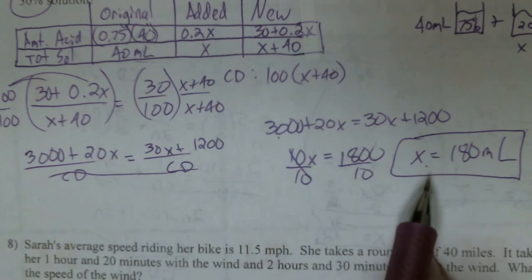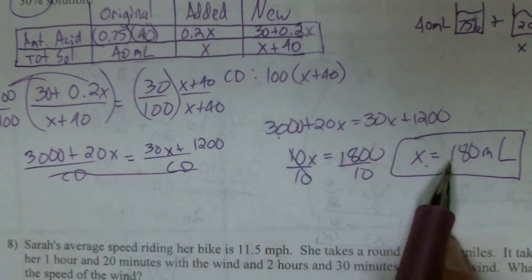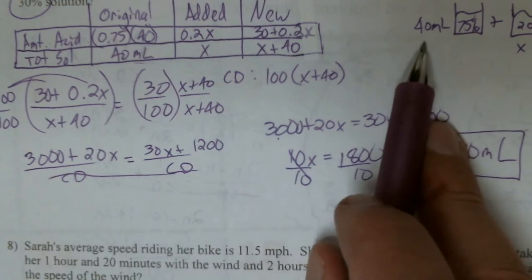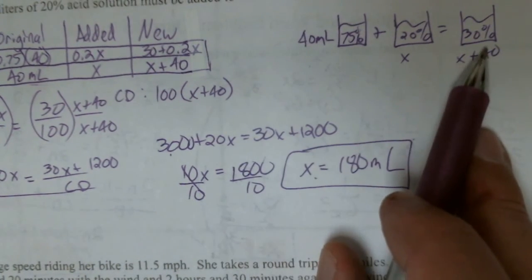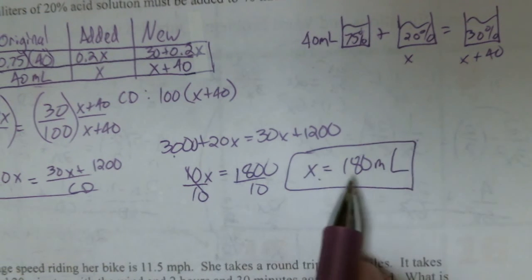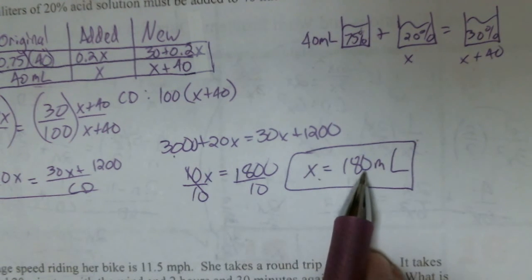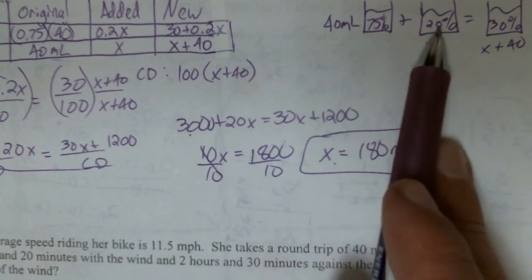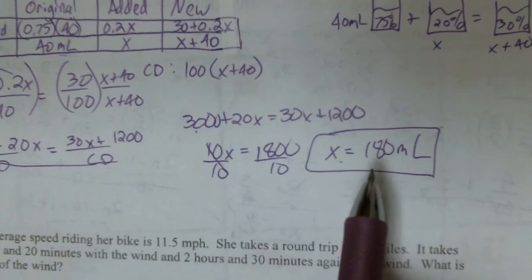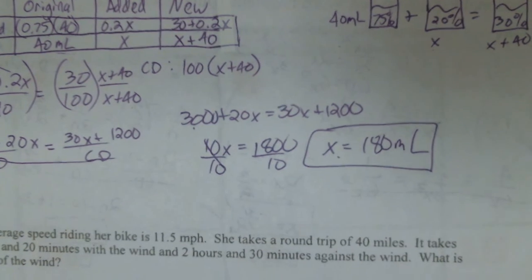Okay. So, does our answer make sense? We're starting out with 40 mils of 75%. I've got to get that 75 all the way down to a 30. That's going to take a lot. So, yeah, I buy that this is almost 4 times as much to take it from 75, adding 20%. I'm going to have to add a lot of that to bring it all the way down to 30%. So I buy that. That sounds reasonable to me.